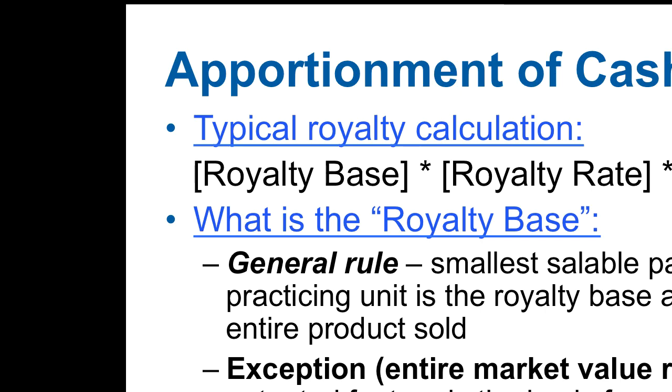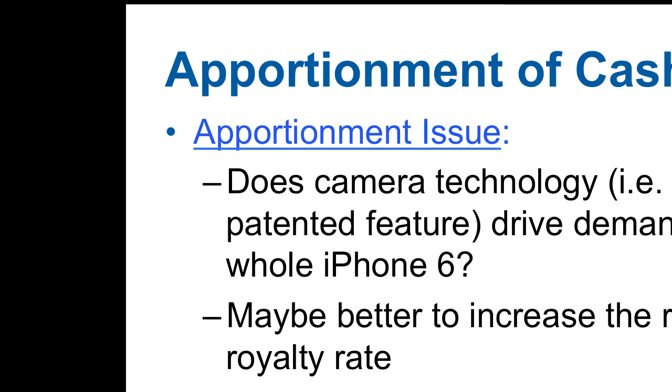There's one caveat to that, and that's this entire market value rule, which the courts go back and forth on whether they like it or they don't like it, but at least I want to point it out. If your patented feature is so good that that's what's drawing the demand, that's why people are buying this product, then your royalty base could arguably be the cost or the price of the whole product. So now you're getting a piece of the whole pie, not a piece of the smaller pie. And so in our iPhone 6 example, does the camera technology drive demand? Is that why everybody's out there buying these things? It's not the case, but it's just an example for the iPhone 6.